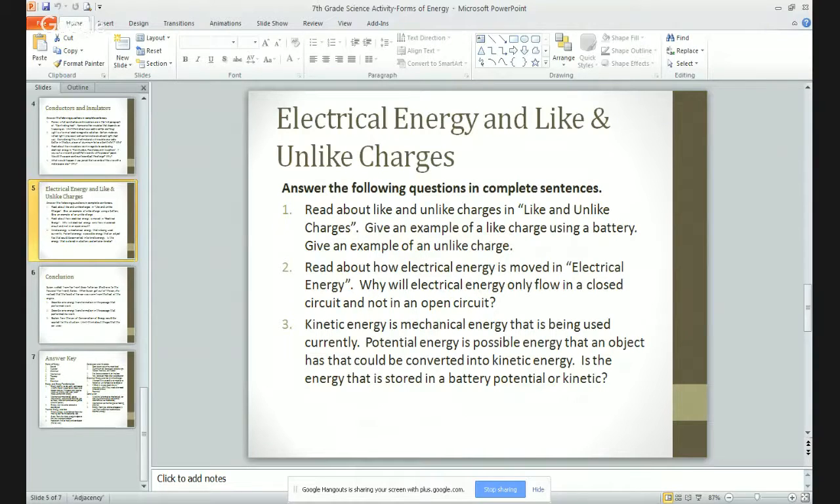Number three, kinetic energy is mechanical energy that is being used currently. Potential energy is the possible energy that an object has that could be converted into kinetic energy. So is the energy that's stored in a battery potential or kinetic? That would be potential because you're not using it. The key word there is storing. Can it be converted into kinetic? Yes. But that is the energy that's stored in the battery. Stored, keyword, potential. The energy that's being used in the battery, kinetic.